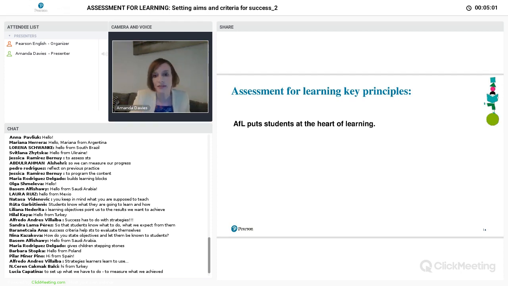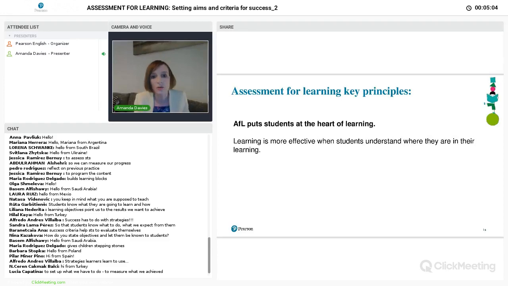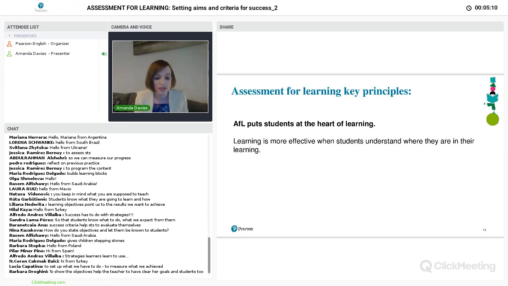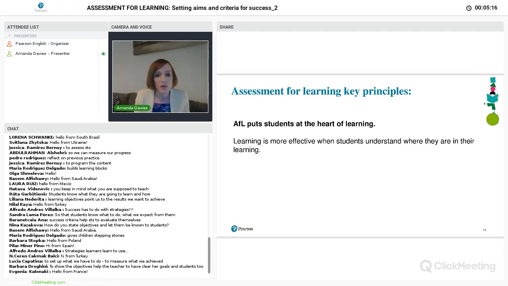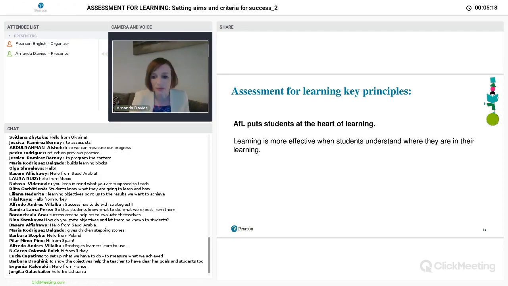And there are a few reasons for that. One reason is that we know that learning is more effective when students understand where they are in their learning. So that means students need to be able to reflect on what they already know, what they need to learn next, and then finally, if they were successful or not in their learning.